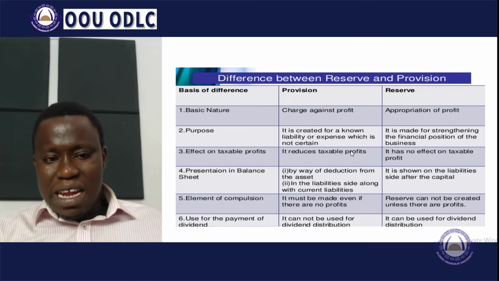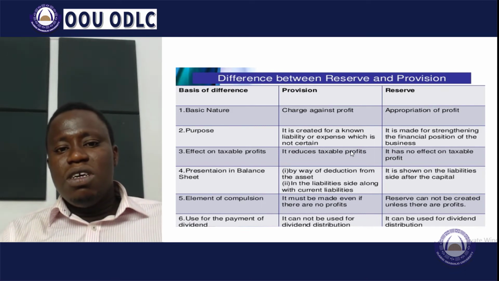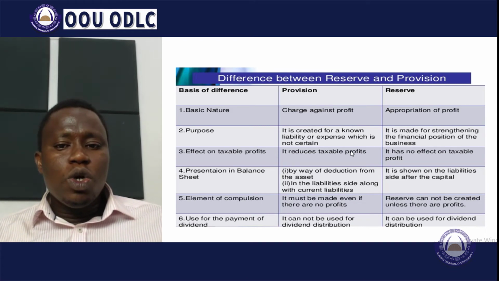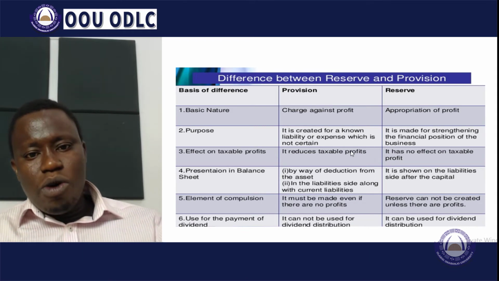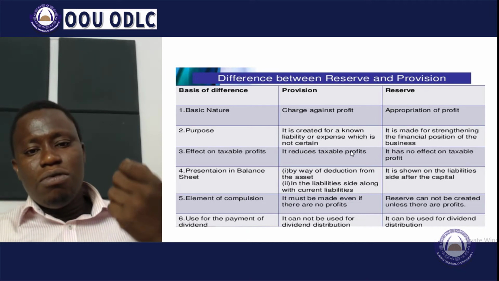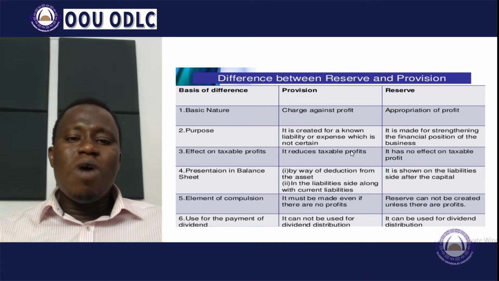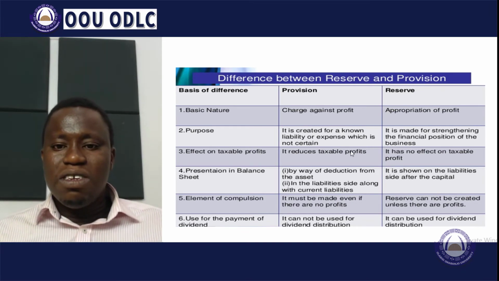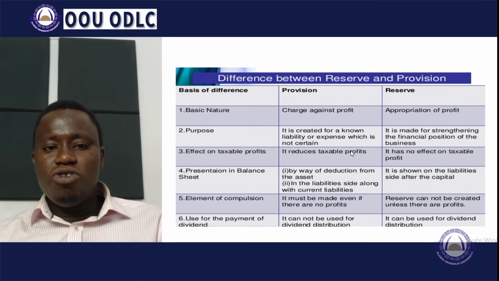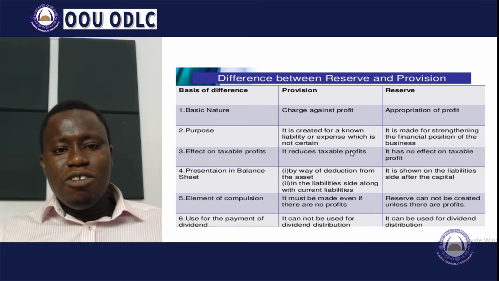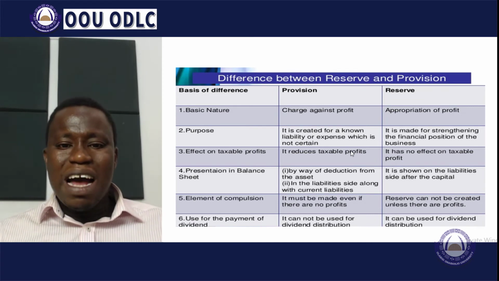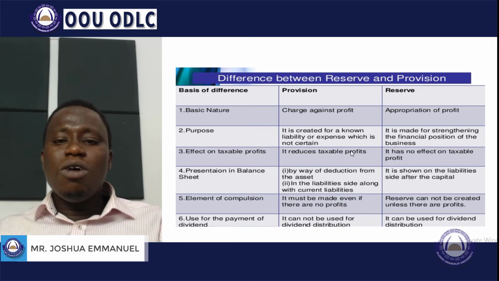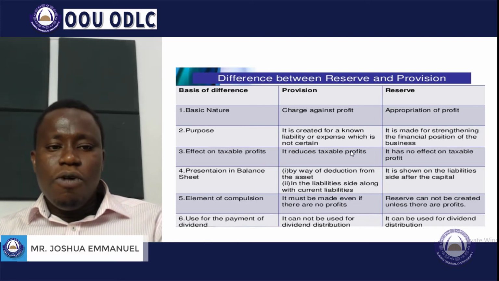Number 1 is their basic nature. Provision is charged against profit, whereas reserve is appropriation of profit. What we mean by charge against profit is that you have to deduct your provision before you arrive at your final profit. But reserve is not a deduction from profit, it is the distribution of your profit. So provision is a charge against profit, that is, you deduct it before you arrive at your overall profit, whereas your reserve is always extracted out of the profit when you have arrived at the profit.